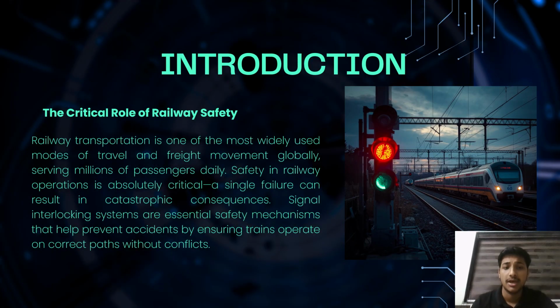So, introduction. Railway transportation is one of the most widely used and economical modes of transport in the world. Millions of passengers depend on it daily for travel. Because of such heavy usage, safety becomes extremely important. Even a small mistake in signaling or track control can lead to serious accidents. In real life, many railway accidents happen due to miscommunication or human error. To avoid such situations, automated systems like signal interlocking are used.